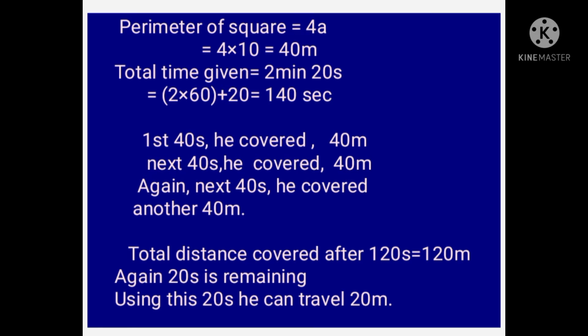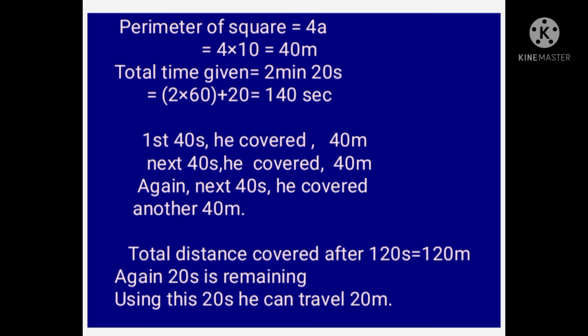That means the total distance after 120 seconds he covered is equal to 120 meter. So here the total time is 140 seconds. He used 120 seconds, and the remaining is 20 seconds. So how many meters can he travel using this 20 seconds? We know that in 40 seconds he can cover 40 meters, so in 20 seconds he can cover 20 meter.